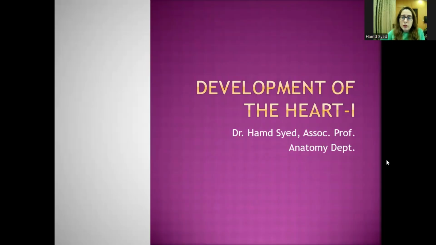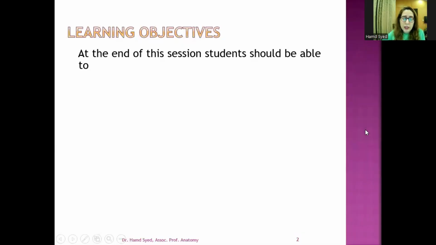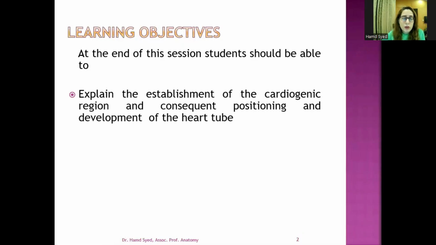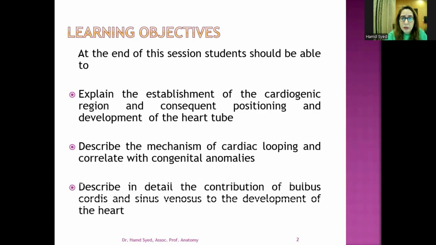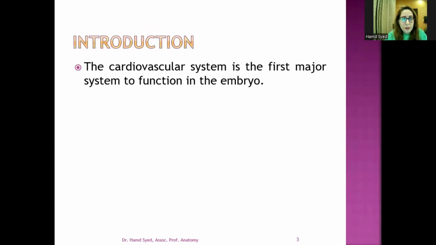So today's learning objectives will be that at the end of this discussion, you should be able to explain the formation of the cardiogenic region and consequent positioning and development of the heart tube. And also, you should be able to describe the mechanism of cardiac looping. We'll discuss some congenital anomalies. And also, we'll talk about the contribution of bulbous cordis and sinus venosus to development of the heart.